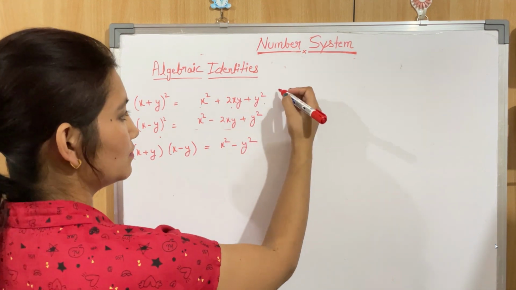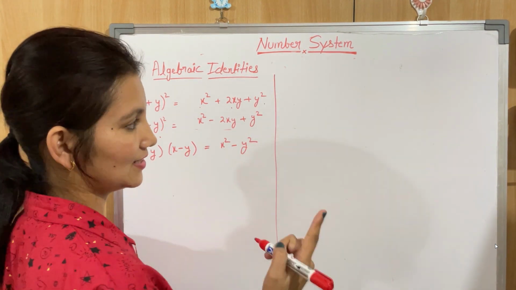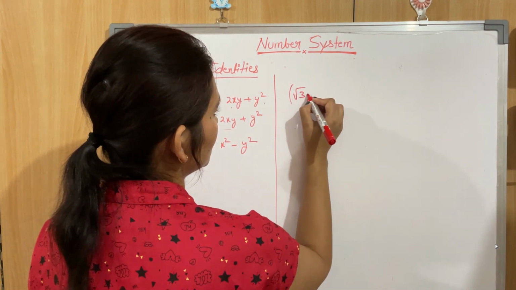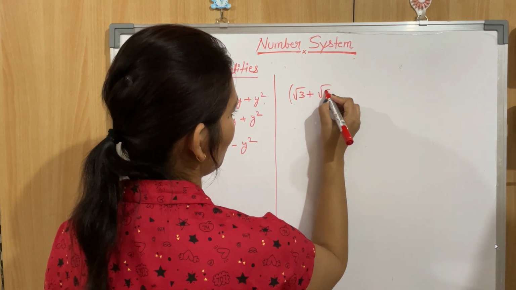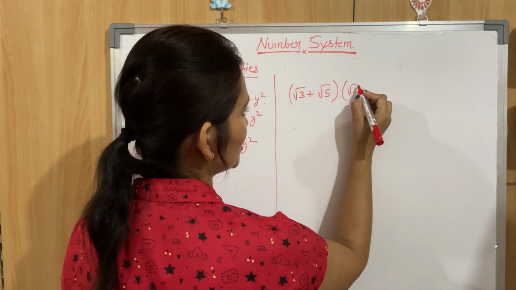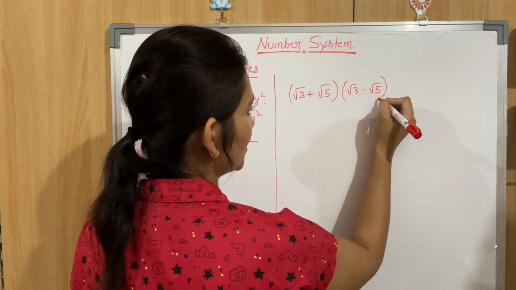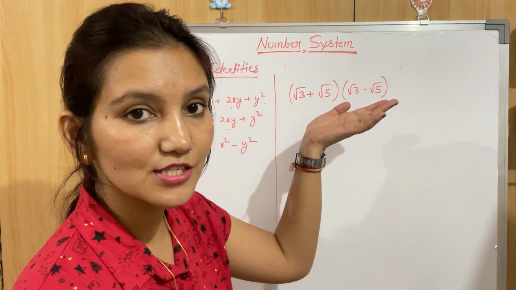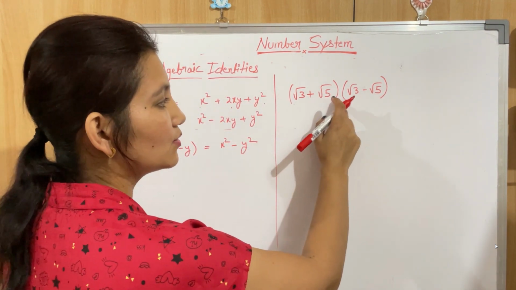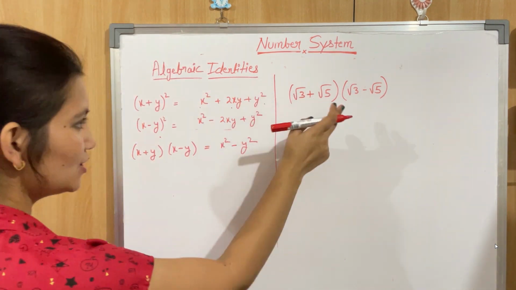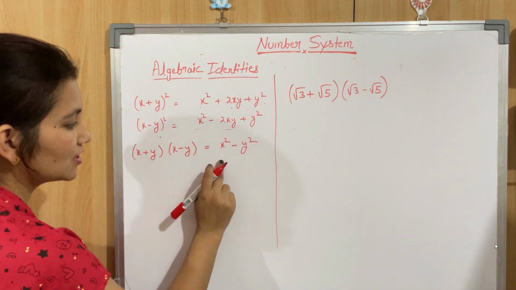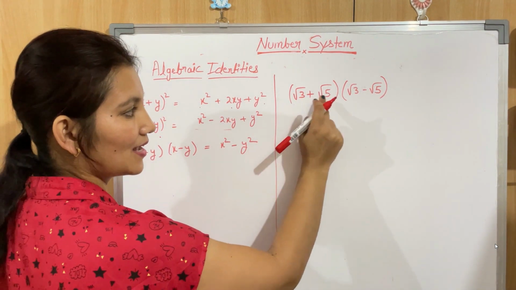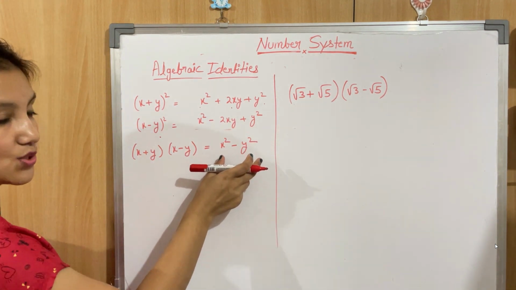Now where are we going to use these identities? Let's take an example. Simplify this expression. You just need to see what identity it resembles. So (root 3 plus root 5) into (root 3 minus root 5), you can see that it resembles the identity (x plus y)(x minus y). So the answer is x square minus y square.